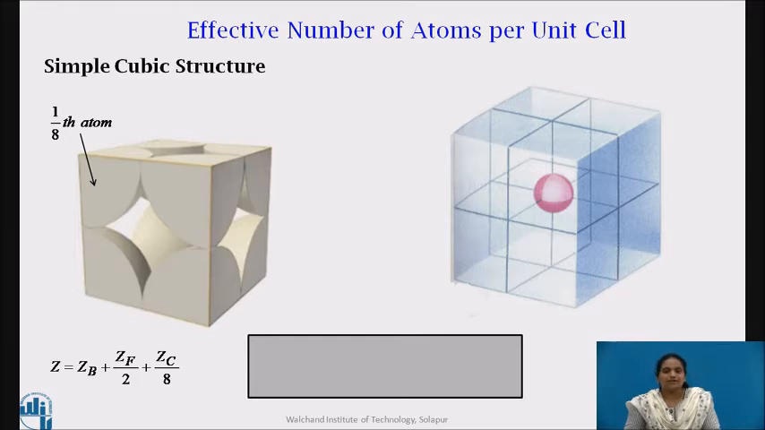Simple cube, being a primitive cell, does not contain lattice points within the body volume or in the center of faces. Therefore, the total contribution to the cell comes from the corner atoms of the unit cell and is given by Z is equal to 0 plus 0 plus 8 by 8. Therefore, it is equal to 1 atom per unit cell.